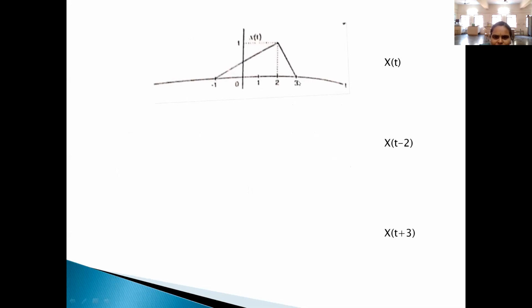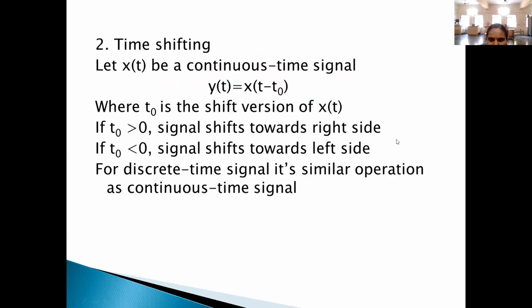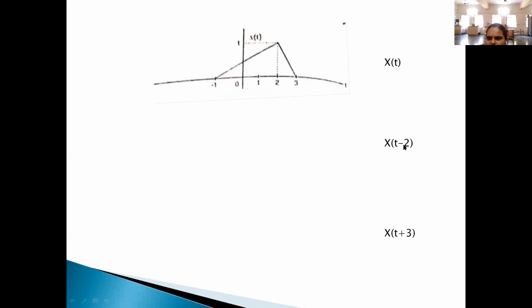This is a triangle wave. Okay, x of t signal. We have to do the operation x of t minus 2. Consider here t minus 2, t naught. First, what do you have to do? First, observe what the t naught value is.